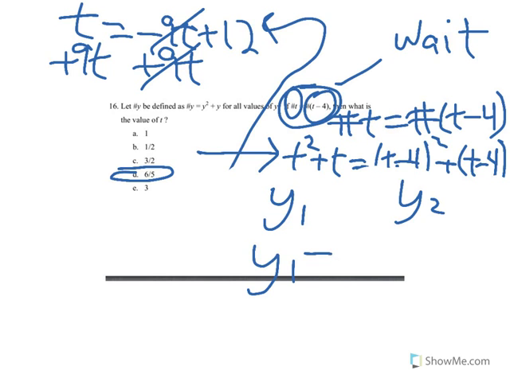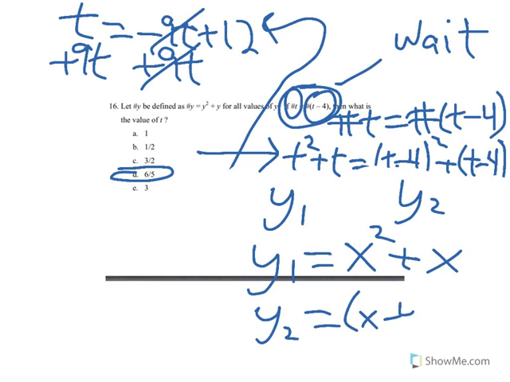So basically you go to y equals, you say y1 equals, although you're not going to say t because it uses x. So you're going to say y1 equals x squared plus x. You'll say y2 equals x minus 4 squared plus x minus 4. So you type that right in. I'm going to type that right now.